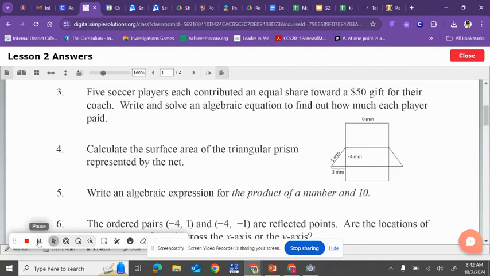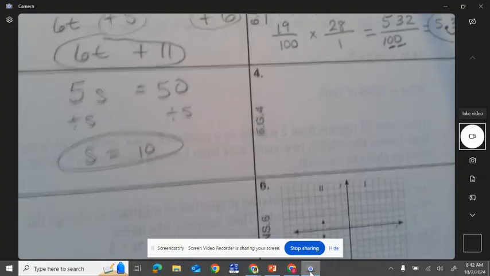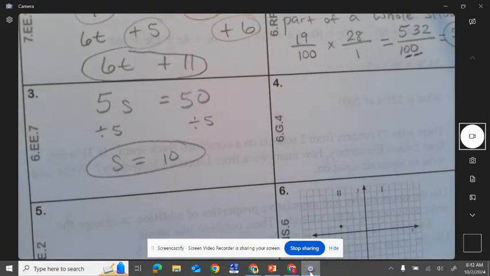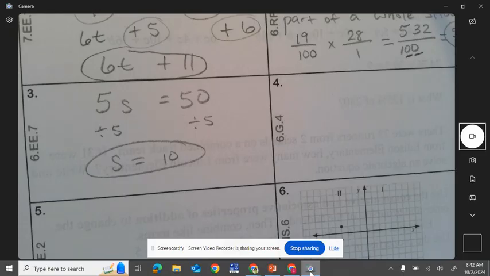All right, for number 3, it says 5 soccer players each equal $50. So this is what I have on that. There we go. 5s equals 50. You solve for s. This is the one step, and it equals 10.